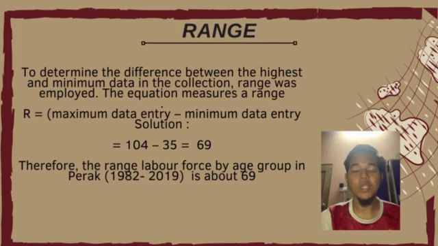So the formula to measure range is maximum data entry minus minimum data entry. So the solution is 104 minus 35, and the answer is 69. Therefore, the range of labour force by each group in Perak from 1982 until 2019 is about 69.